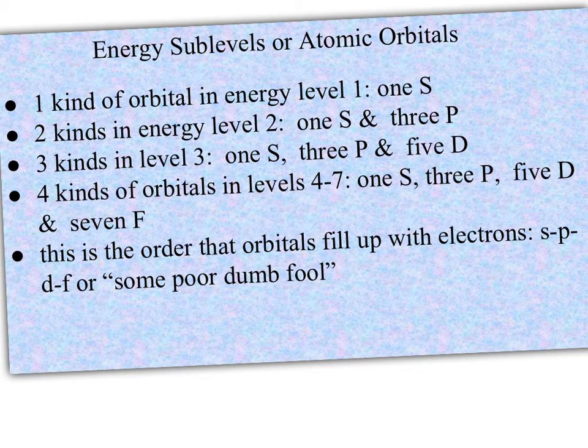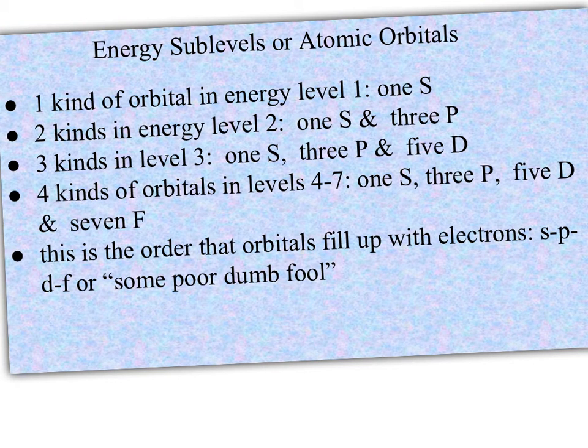The way it works out is energy level 1 is the smallest energy level because it's the closest, the shortest chain on your swing. So there's only one orbital in energy level 1, and that's an s orbital. In energy level 2, there's actually 2 kinds of orbitals. There's the 2s orbital, which is a slightly bigger s orbital, and then there's also 3 p orbitals. And when you get out to energy level 3, now 3 kinds of orbitals show up. There's an s, there's 3 p, and now there's 5 d orbitals. And when you get to the 4th through the 7th level, you have all 4 kinds of orbitals available: the s, the p, the d, and the f.